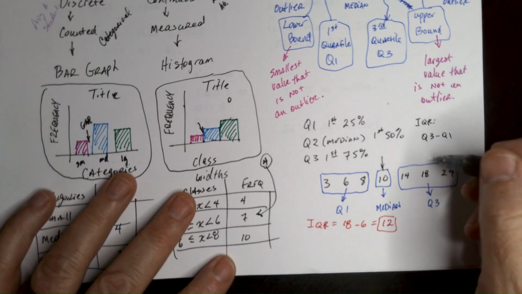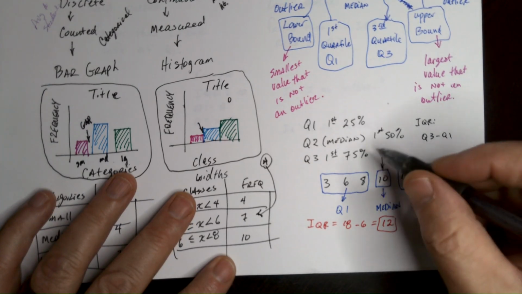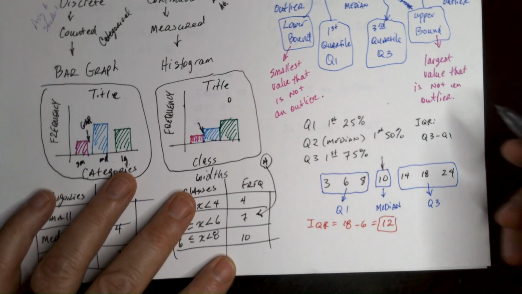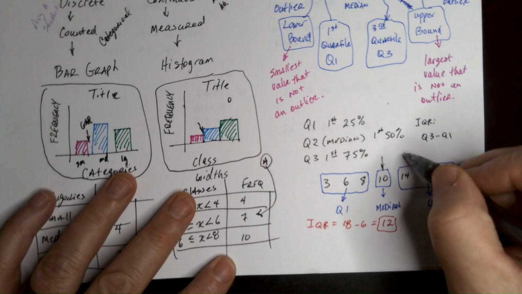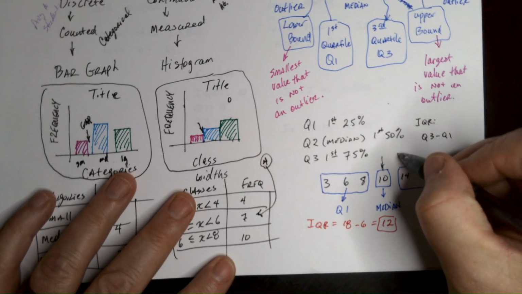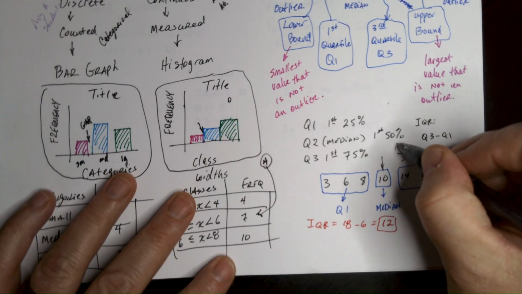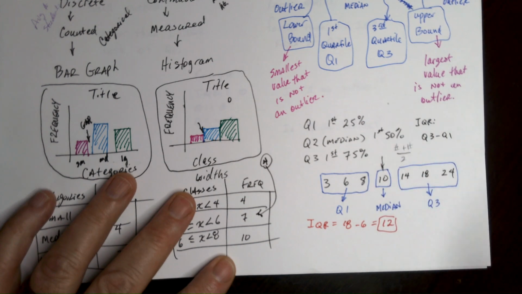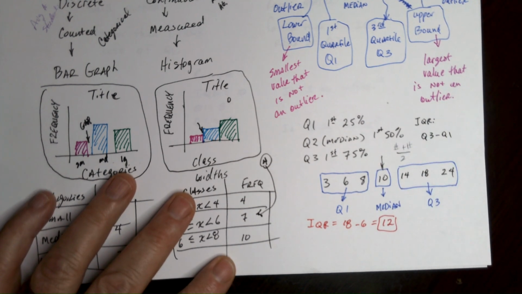If you had an even number of points, you would have to take the average of the 2 middle ones. So you add them together, number 1, number 2, add them together, and that gives you the median that way.